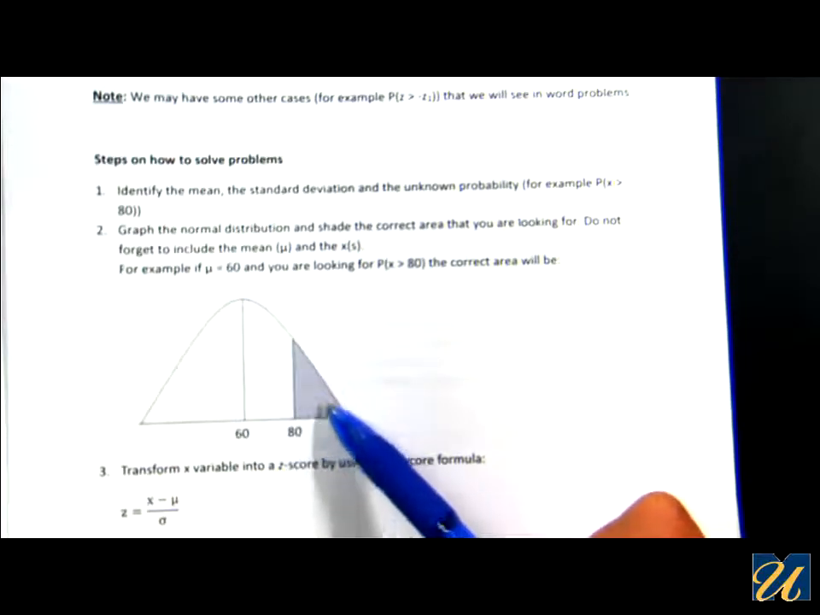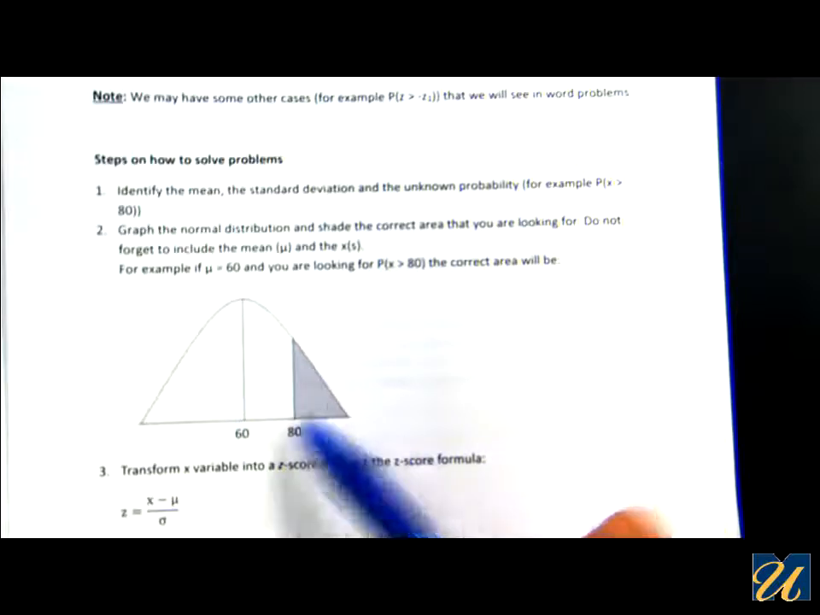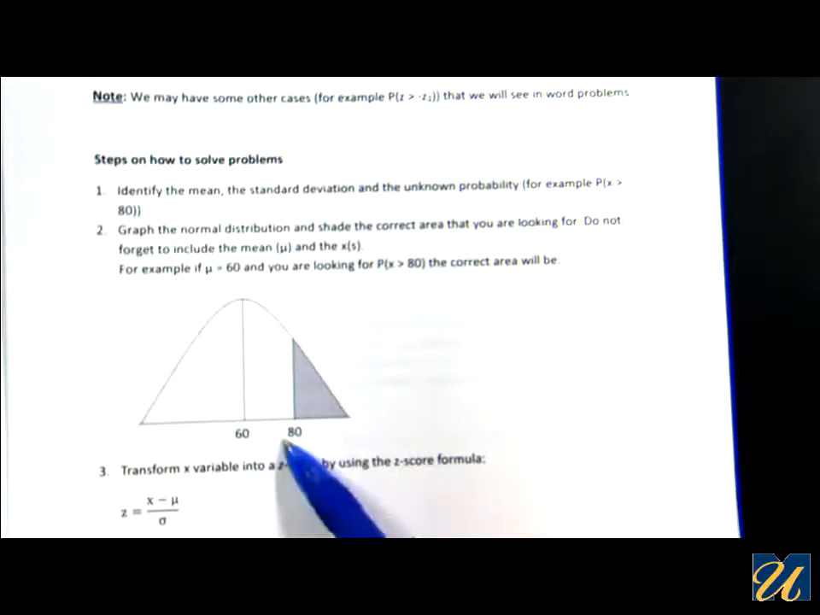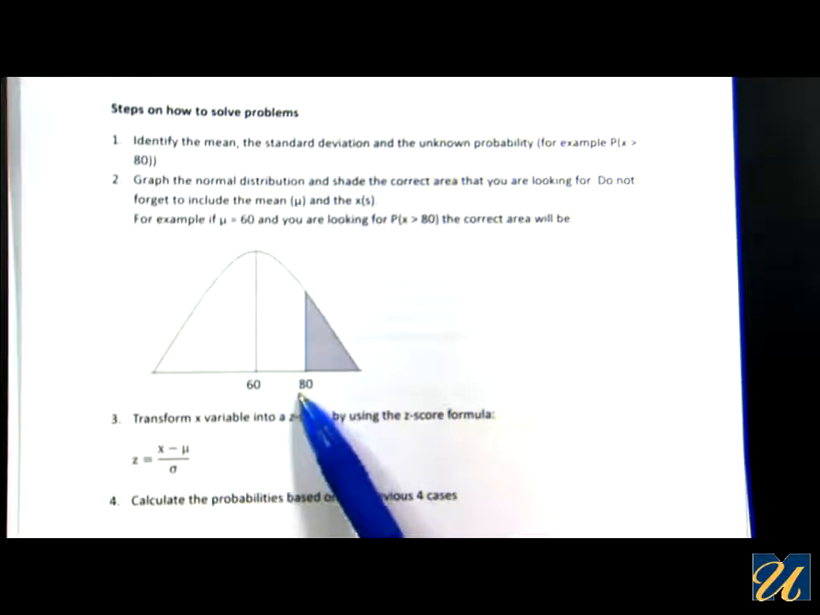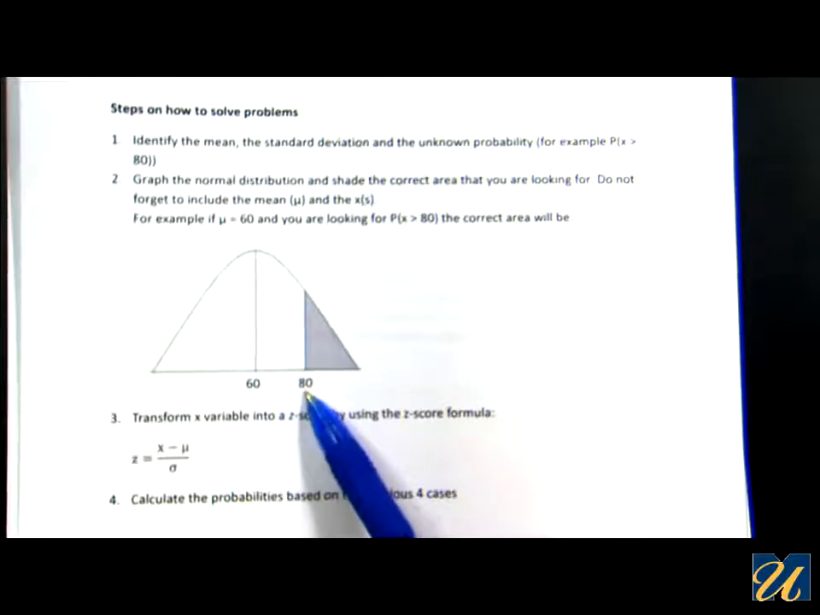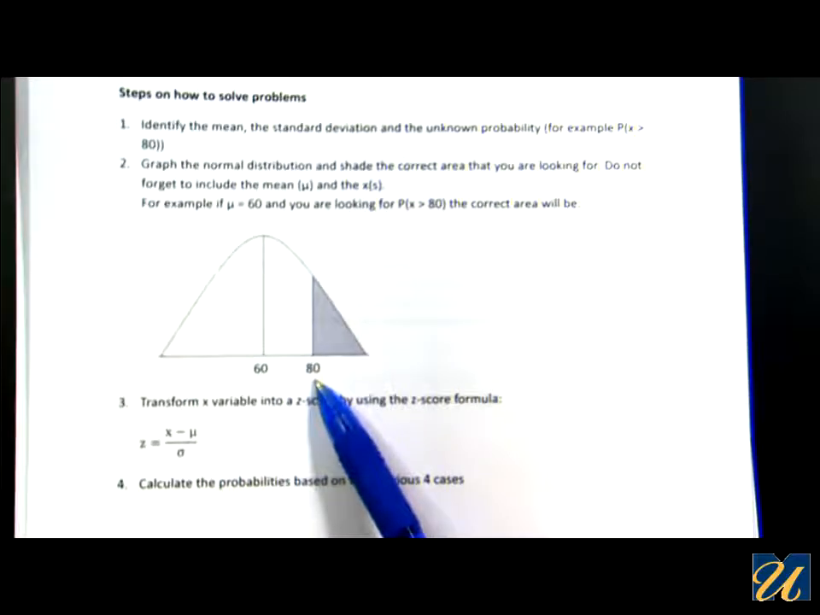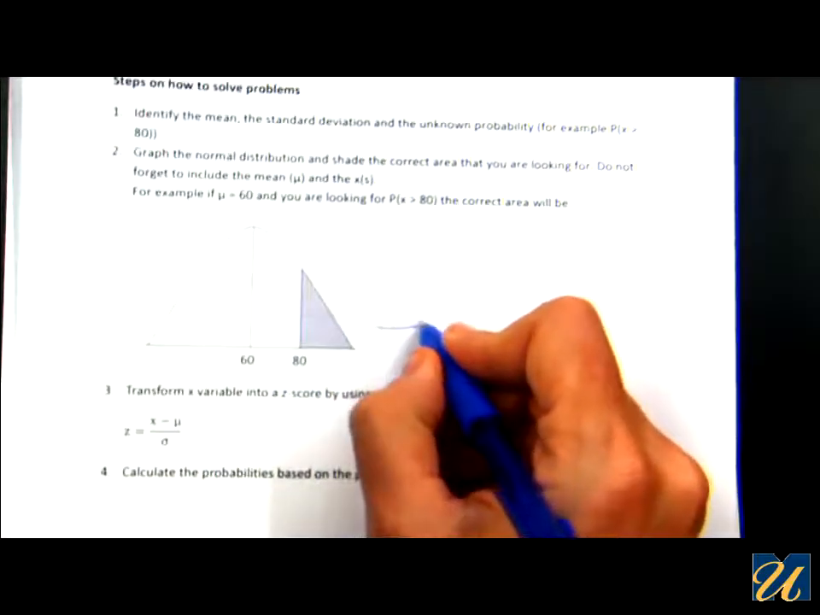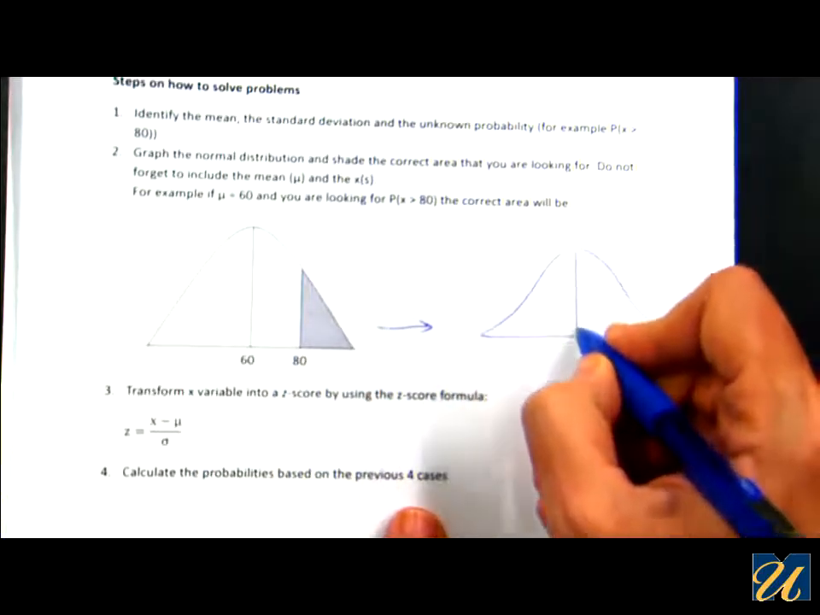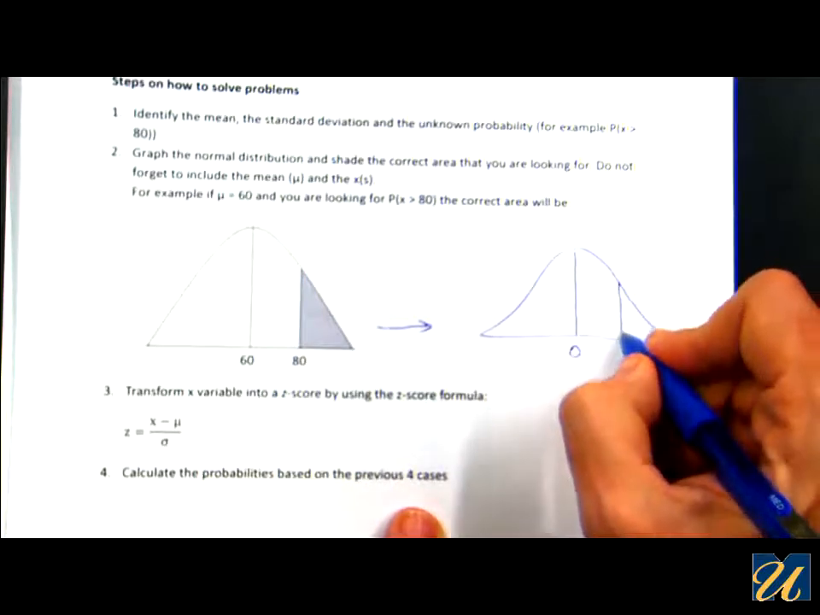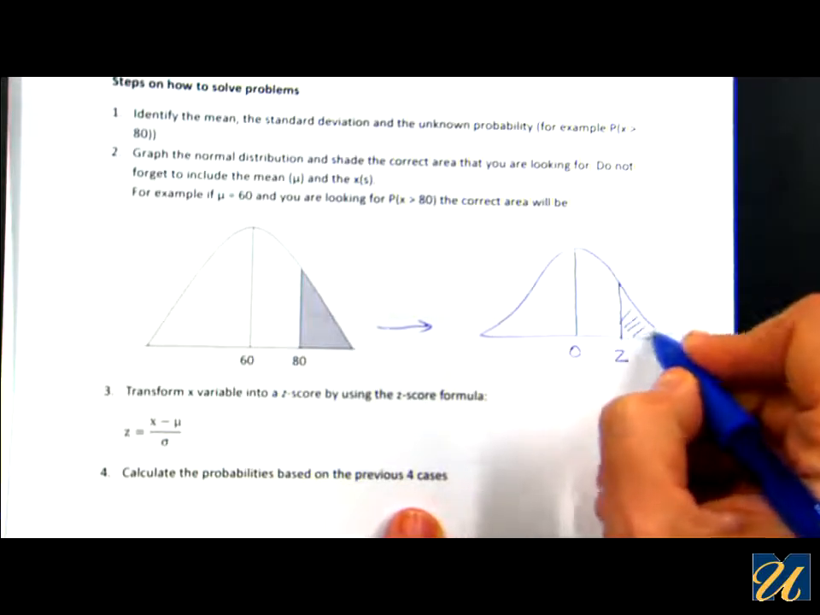We graph the normal curve. And we shade the area that we are looking for. We always include the mean. This will give us a point of reference. And then the next step is to calculate the z-score for whatever value we have, x minus mu over sigma. Once you have the z-score, you are basically turning the normal distribution into a standard normal distribution with mu equal to 0 and the corresponding z-score. And you're looking for this area.